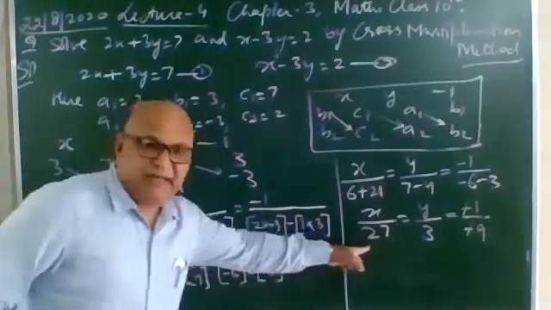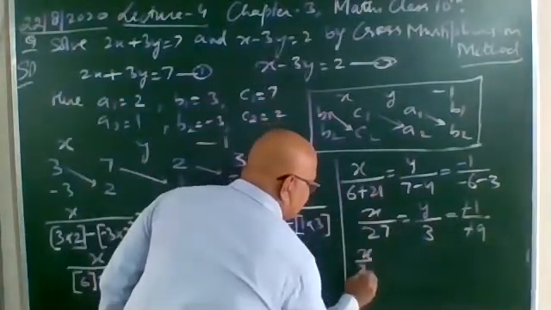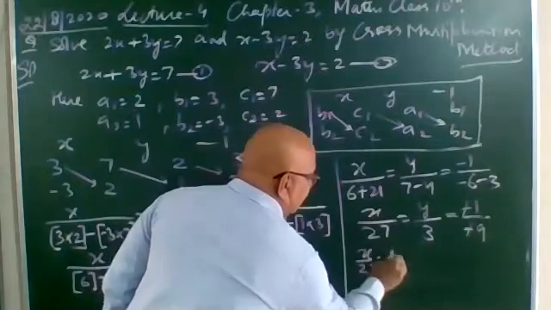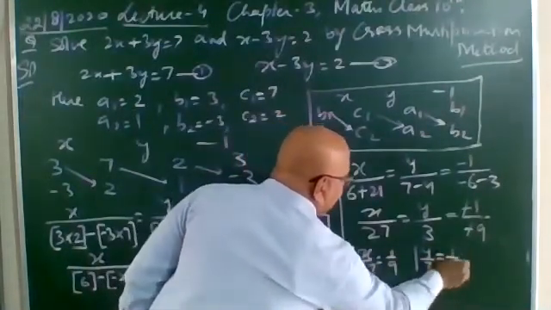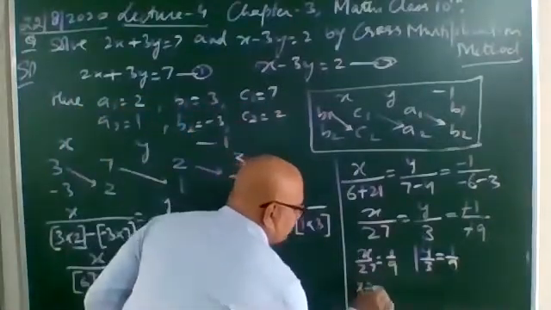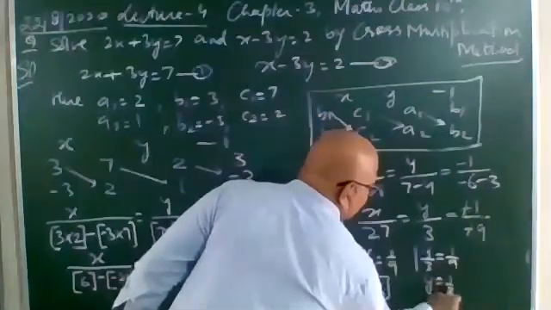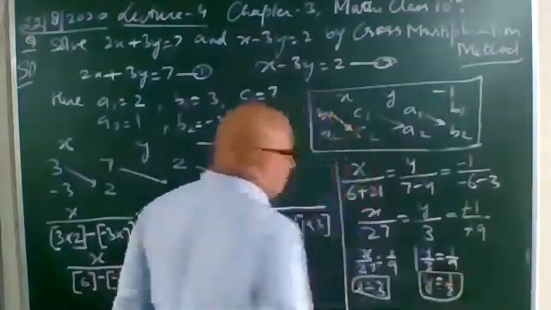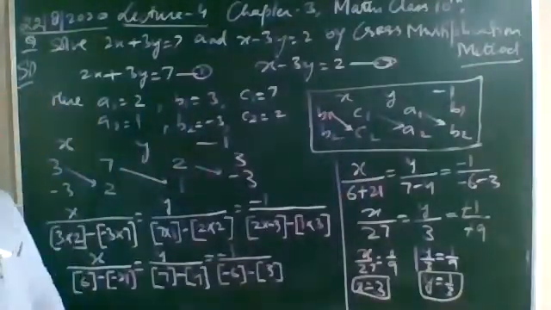Now x upon 27 will be equated to 1 upon 9, y upon 3 equated to 1 upon 9. So x is 3, y is 1 upon 3. This is the way you have to solve. Understood?